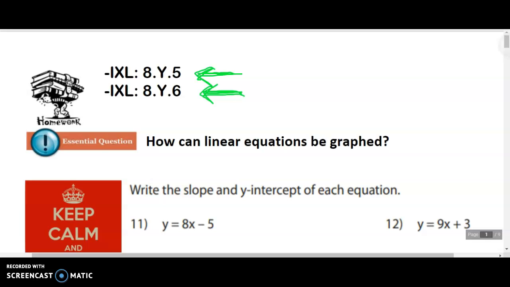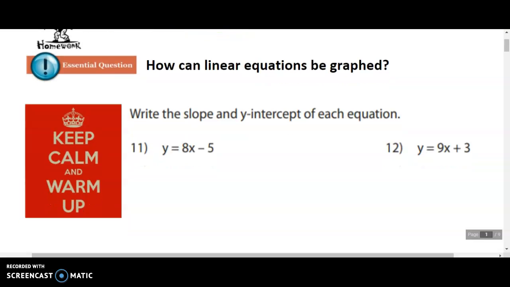We're going to be talking about graphing linear equations today, specifically using slope-intercept form. So you're going to see the real use of slope-intercept form and why it is so important.